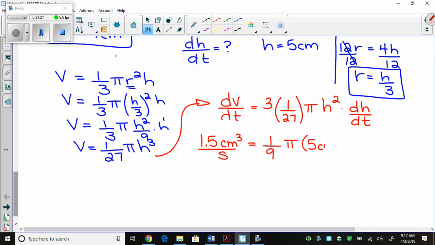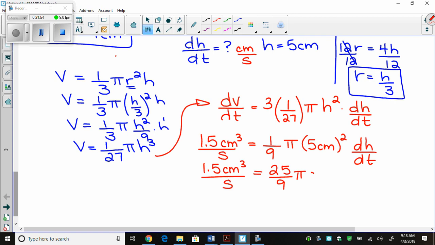5 centimeters squared, and then we're solving for dh over dt, which we're hoping to get centimeters per second, right? Because height is in centimeters, time is in seconds. So we're going to get 1.5 centimeters cubed per second equals 25 centimeters squared over 9. So 25 over 9 pi centimeters squared dh dt.